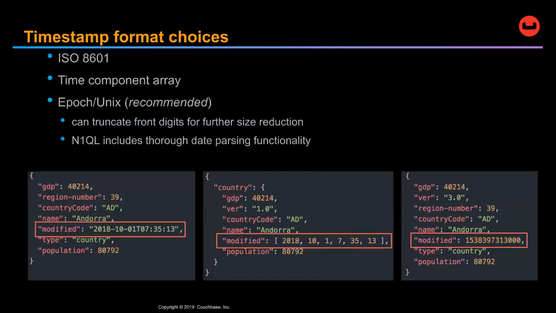Another thing that is different is that generally timestamps are either a string, array, or number. Conversions are handled at the query level. We recommend using epoch, the number style, or Unix time, as it might be referred to.